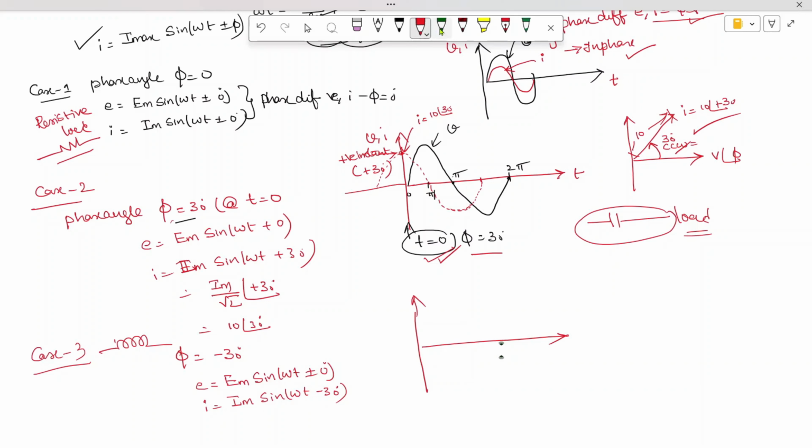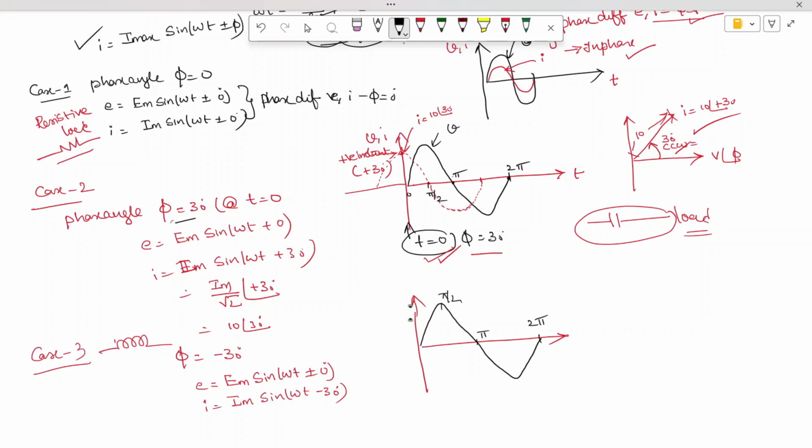So initially, this is the voltage waveform. At t equal to pi by 2, this is at pi, this is 3 pi by 2, and this is 2 pi. In this waveform we're going to have multiple options. This is pi by 2, this is pi, and this is 2 pi by 3.